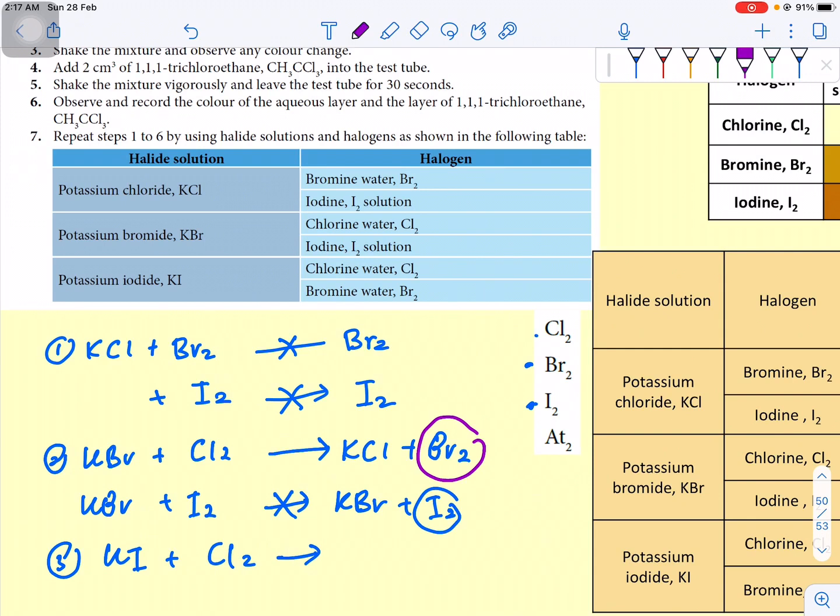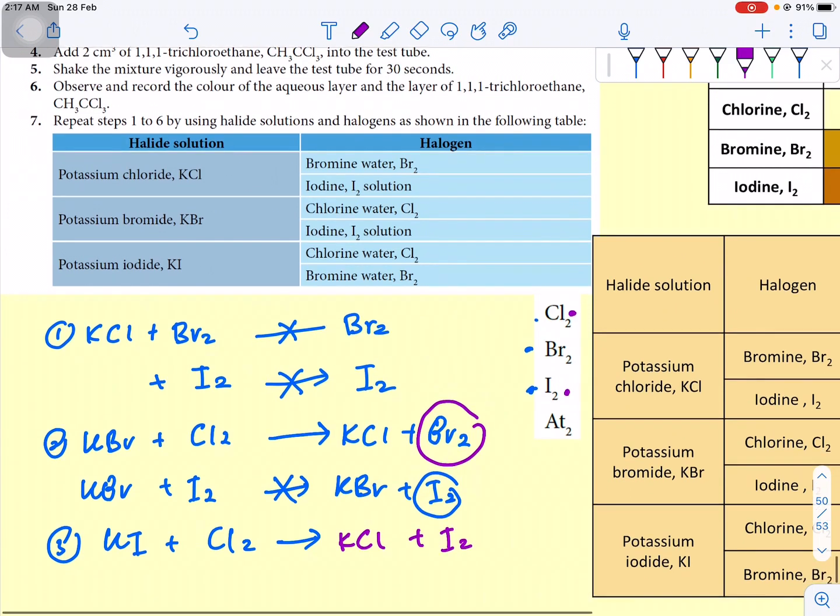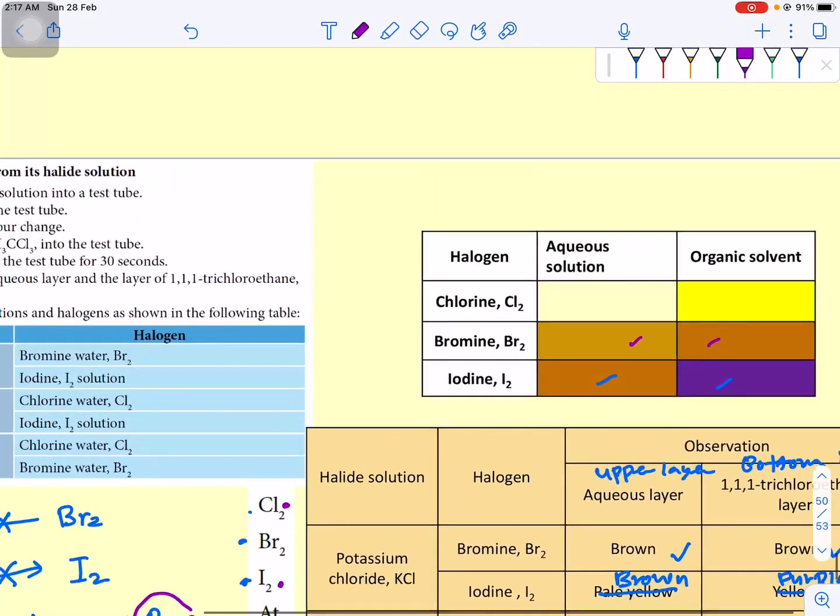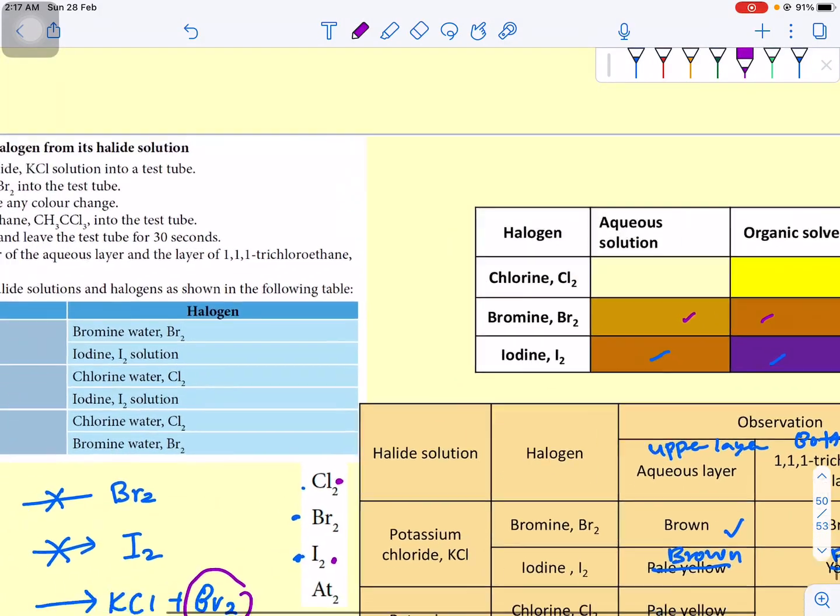And then number 3, we have potassium iodide react with chlorine water. So look at the list, chlorine and iodine. We can see chlorine is more reactive. So chlorine akan tendang I keluar. So jadilah KCl plus I2. So what we have in the produk kita, halogen kita iodine. So iodine keluarlah brown and purple.